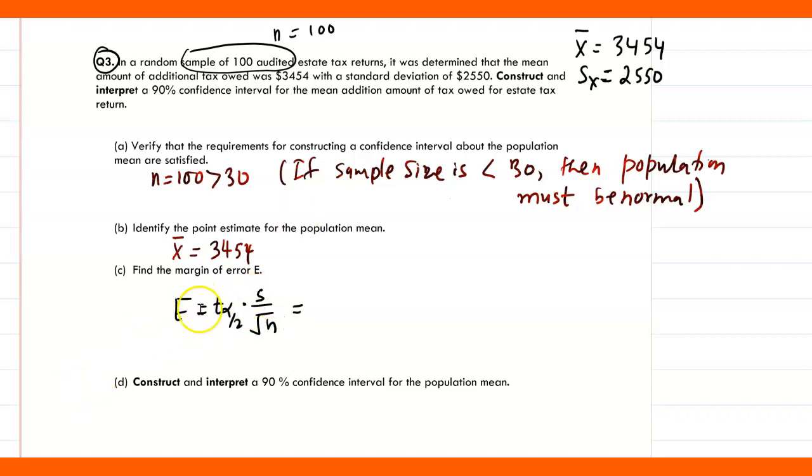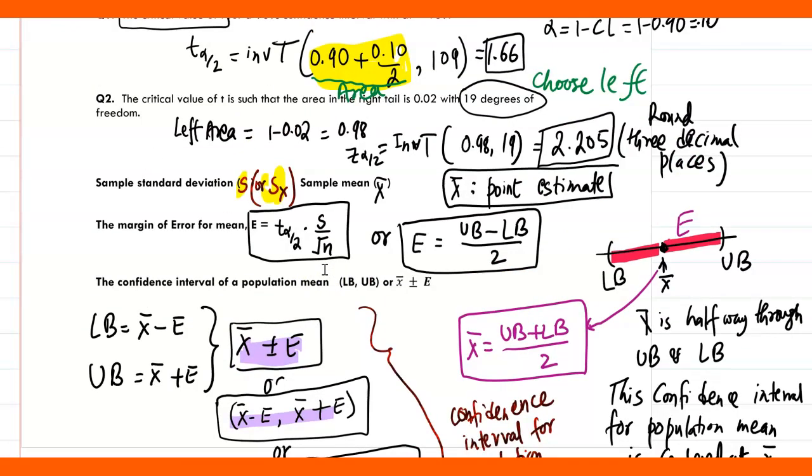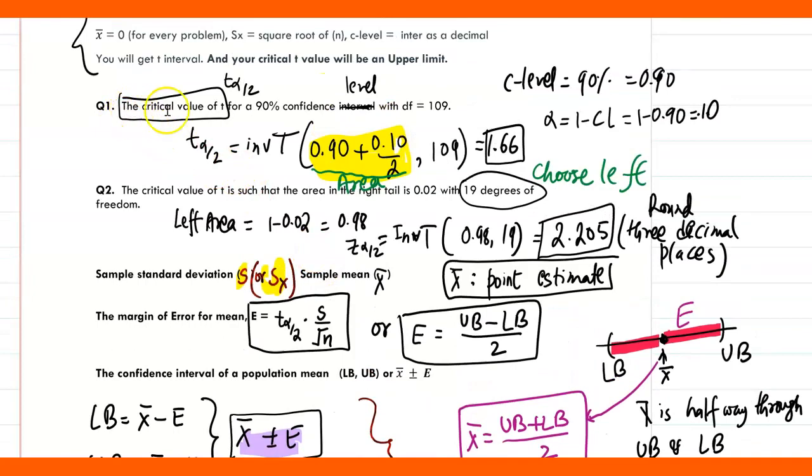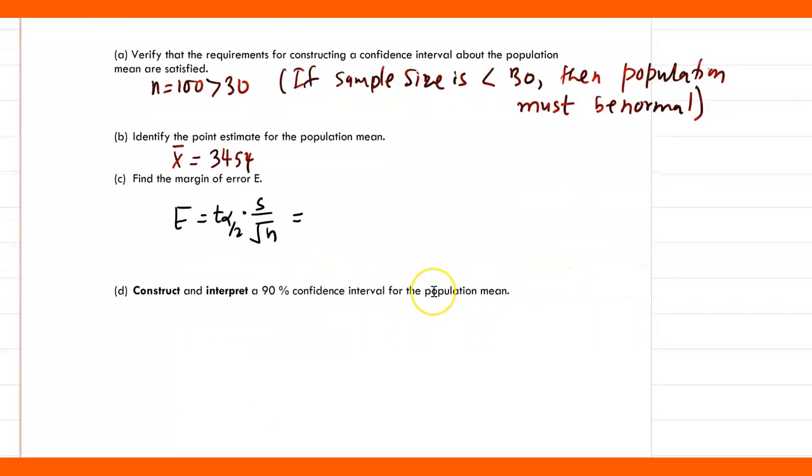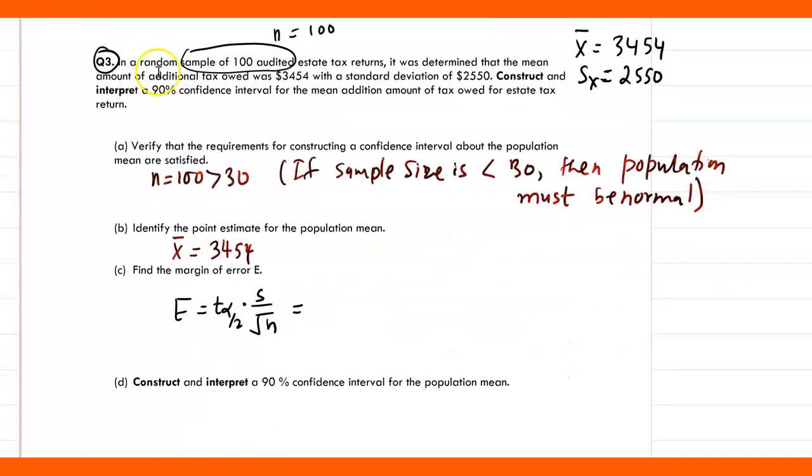To find E, we need the critical value for t. How do you find the critical value for t? We did that in question number 1, when the confidence level is given. Here, the confidence level is 90%. Therefore, for 90% confidence level, what is the critical value for t? Then I will find the margin of error. For 90% confidence level, what is t alpha over 2?